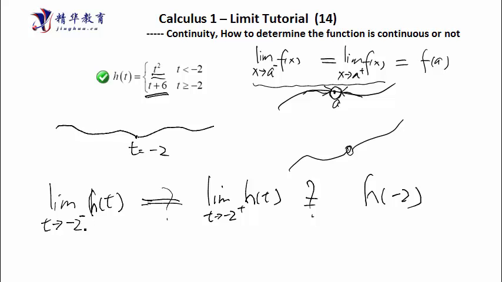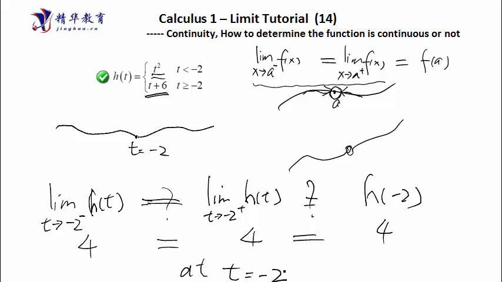Approaching -2 from the negative side means a little bit less than -2, so we put -2 into the first expression, which gives 4. From the positive side, greater than -2, we put -2 into the second expression: negative 2 plus 6, which is positive 4. At -2 itself, using the same expression, we also get 4. So 4 equals 4 equals 4. So this function is continuous at t equal to negative 2.